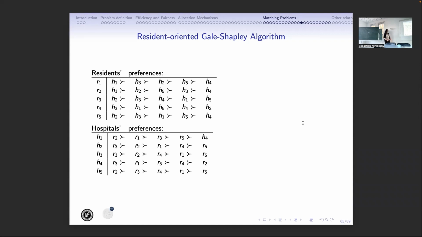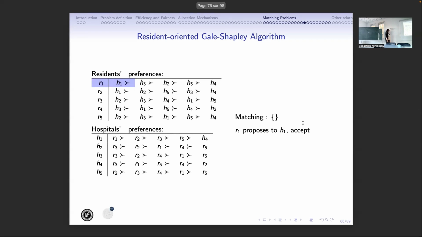So I will show you an example of the execution. In this case, I have the resident preferences and the hospital preferences, and the residents will propose to the hospitals. We assume that we take the sequence R1, R2, R3, R4, R5 as the sequence of residents. So we start with R1. R1 will make a proposal to her first hospital, H1. H1 is not matched to any resident, so H1 will accept the proposal, and we will match R1 and H1.